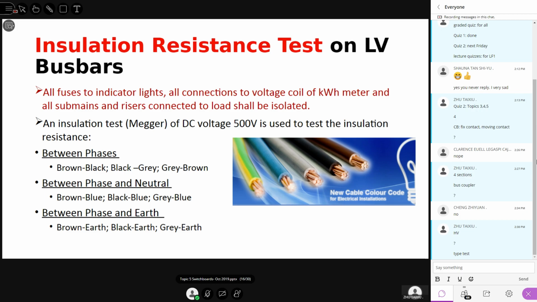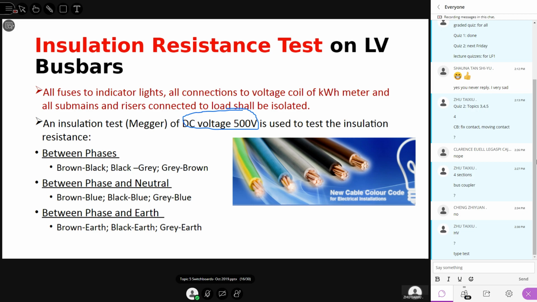Now the insulation resistance test. I'll zoom in on this a little bit. Okay, insulation resistance test now on the low voltage bus bar. Now you have to check the resistance. But you need a device. Okay, insulation tester. Now usually the insulation tester applies a high voltage DC. For example, here the example says 500 volt DC. Then this voltage is used to calculate the insulation resistance.